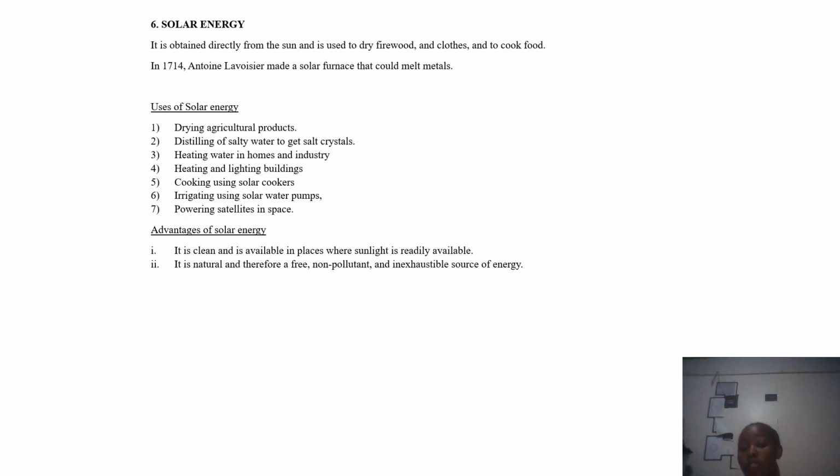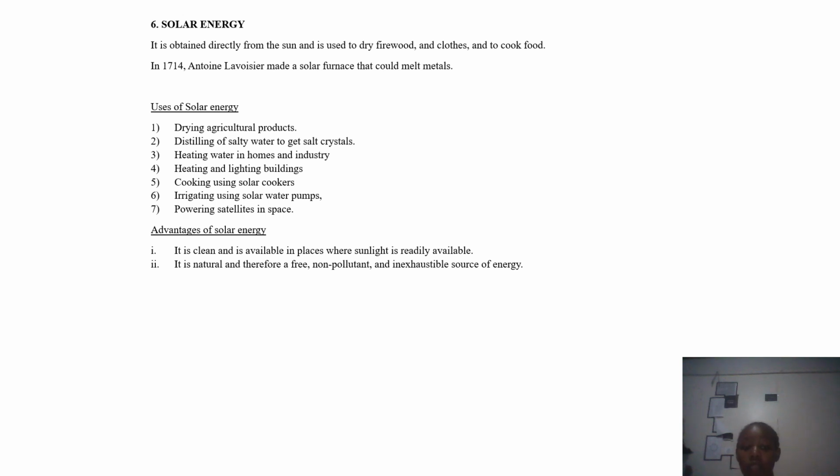We look at the uses of solar energy. It is used for drying clothes. It is also used for drying agricultural products, distilling salts to get salt crystals, heating water in homes and industries. The sun can be used to heat water. Then heating and lighting buildings. It can also be used in cooking with solar cookers. Then irrigating using solar water pumps. Then powering satellites in space.